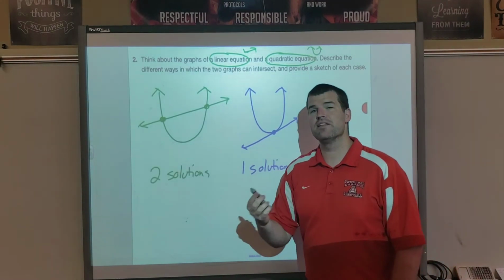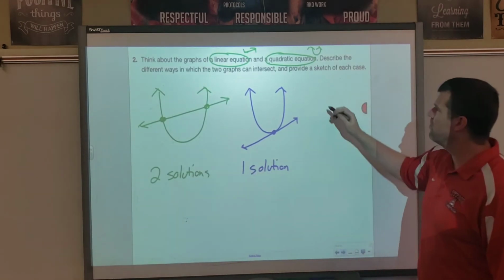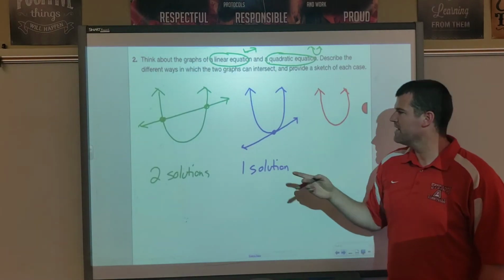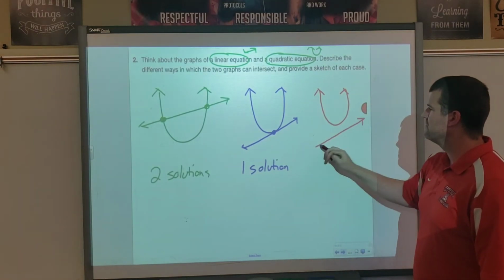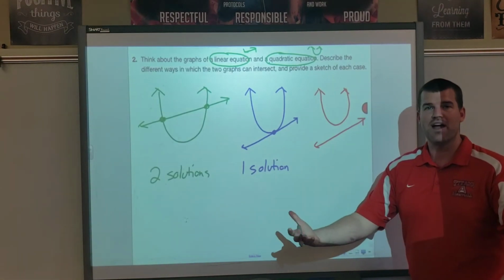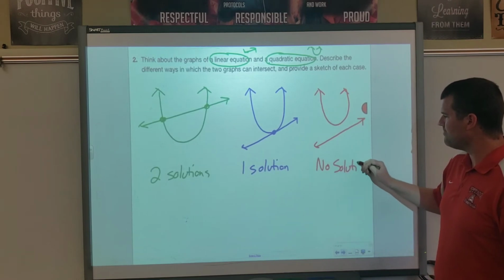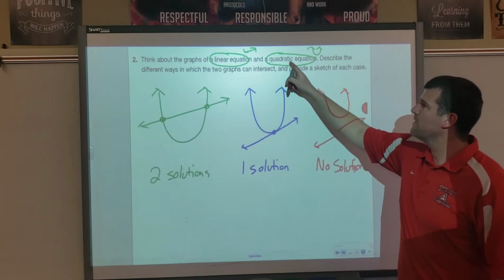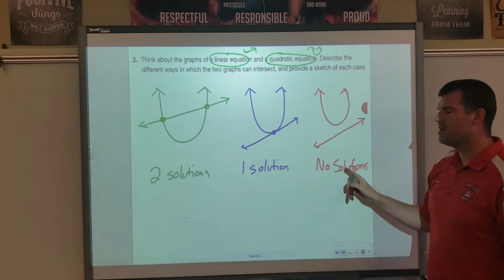What's our last possibility? Well, with quadratics, we can get two solutions, one solution, or it's possible to get no solutions. So how would I get no solutions? Well, if solutions are where they intersect, we just have to make sure that the other graph never touches. Where do these two graphs cross? Nowhere. They don't. So this would be an example of no solutions. So as we solve systems of equations with one linear and one quadratic, it's possible for us to get two solutions, one solution, or no solutions.